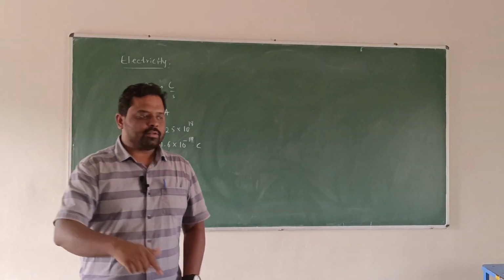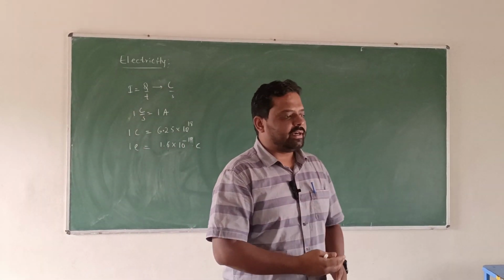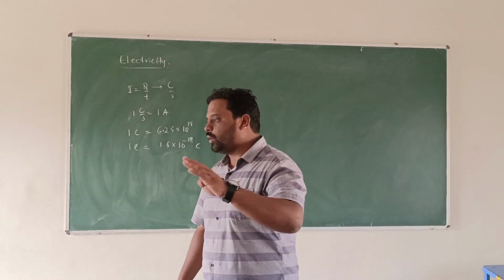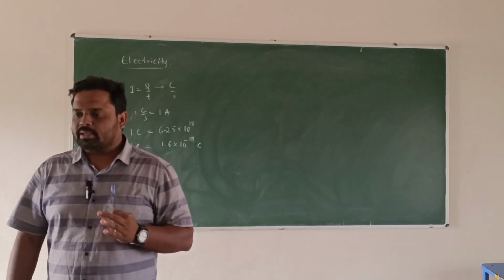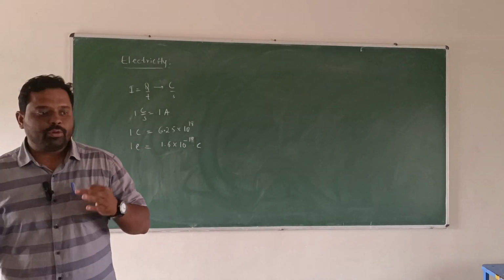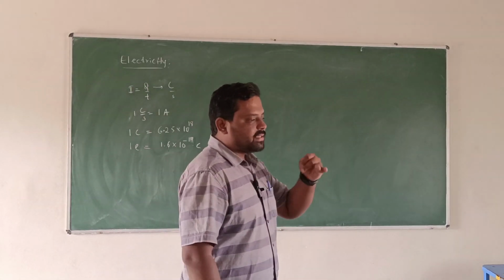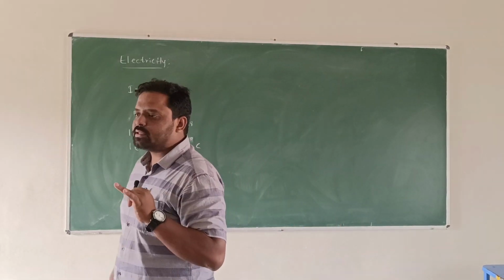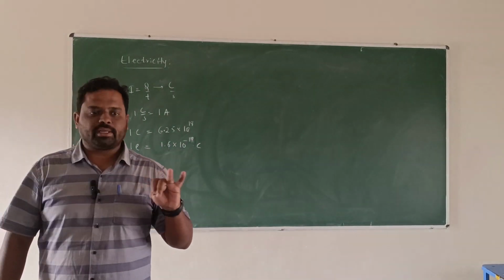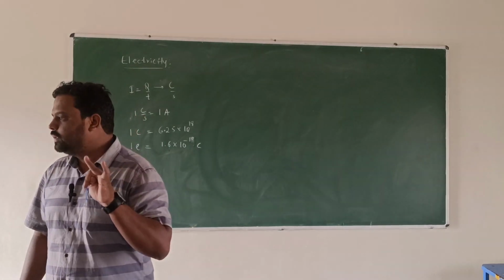Similarly, we also saw some of the electrical components. How is a cell represented in a circuit? How is a battery represented in a circuit? Correct? And how is a resistor represented in a circuit? What exactly is a resistor? We have not seen in detail about it. Of course, we will see in the coming classes. Basic idea I have given you. What is a resistor? Correct?